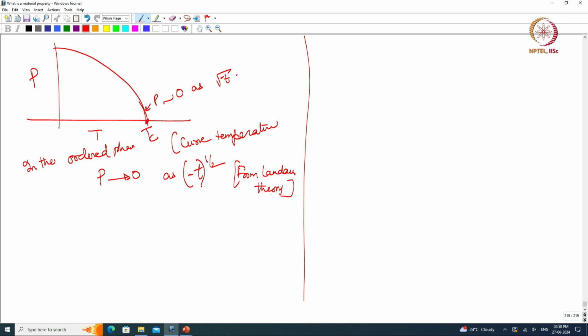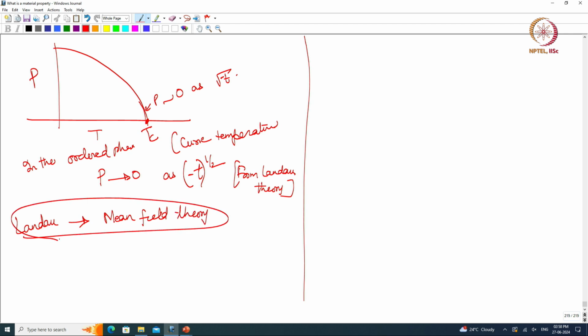In general, Landau theory is also what is called mean field theory. Let us not go into details of these mean field theories and non mean field theories. Depending on the model that you use to simulate your system, at a more microscopic level, P can go to 0 as minus T to the power beta. So, beta does not need to be half. Beta is half only if you are in the realms of mean field theory.